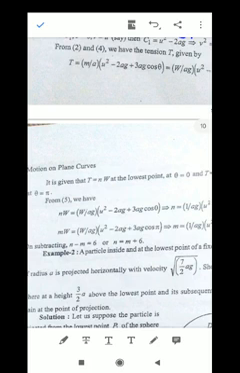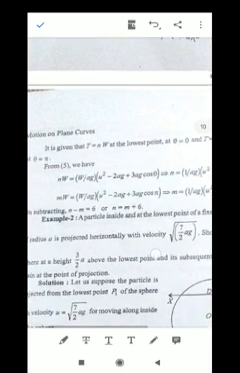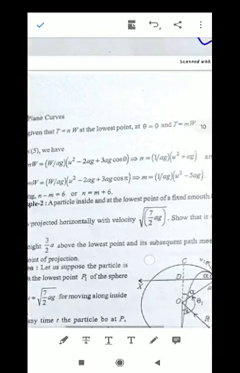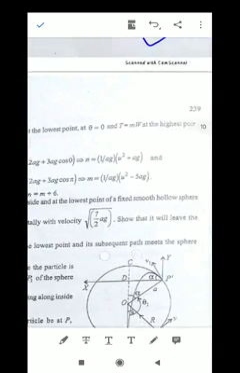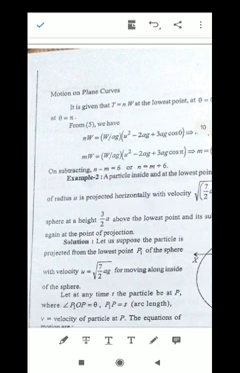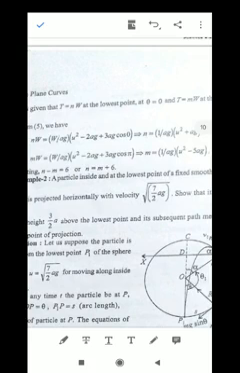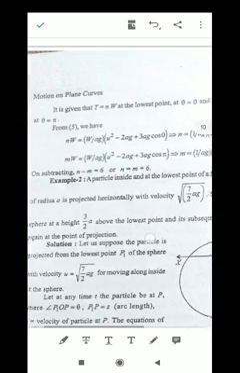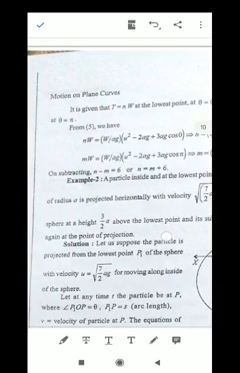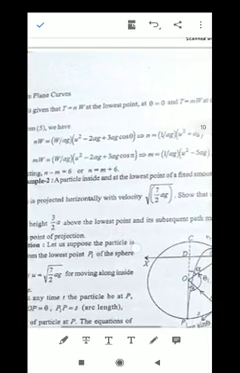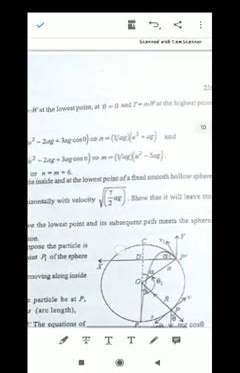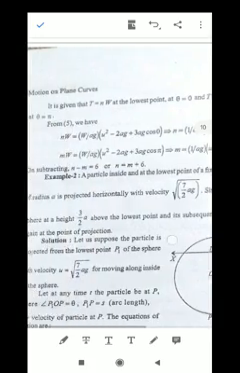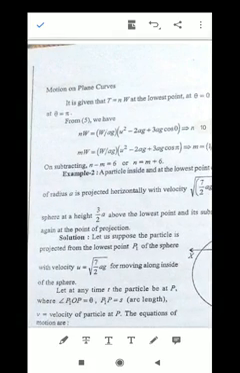Again, in the same way, in the next example: a particle inside and at the lowest point of a fixed hollow sphere of radius a is projected horizontally with velocity root of 7 by 2 ag. Here the initial velocity is given as this one, and show that it will leave the sphere at a height 3 by 2a above the lowest point, and its subsequent path meets the sphere again at the point of projection.